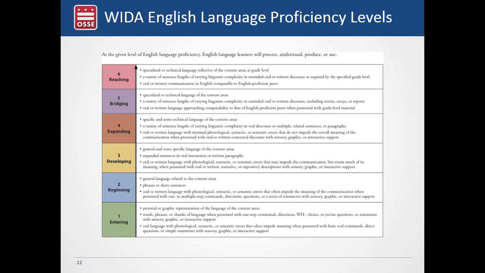Here are proficiency levels provided by WIDA. You can find these on WIDA's website, in the ACCESS Test Accommodations Manual, and in their English Language Development Framework. But you notice that the levels go from 1 up to 6, with 1 being less proficient and 6 being the performance expected of a native English speaker.